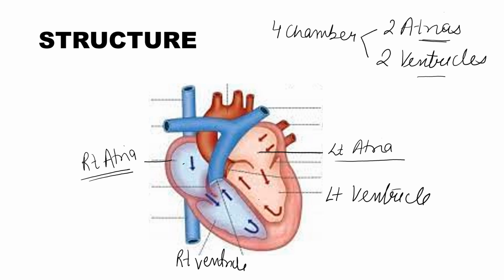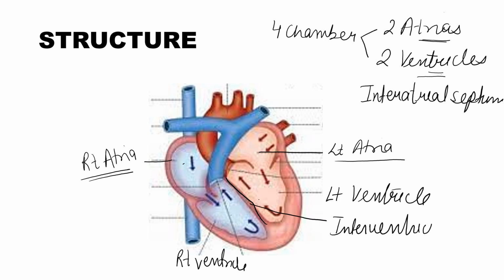So we know that there are two structures having a septum between them. Can you see there is a wall separating these two structures? If there is a wall between the two atria, what will we call it? It will be the interatrial septum. The interatrial septum will be separating the two atria. And what is this septum? This is the interventricular septum.